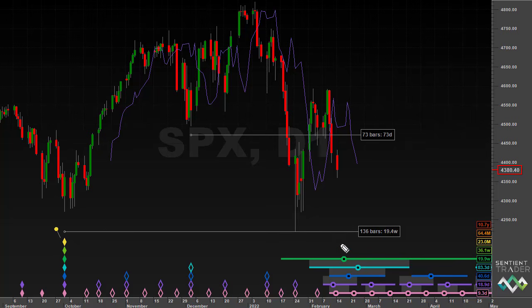If that is the case, then what is happening now? Well, as you can see, Sentient Trader has not yet positioned the 20-week cycle trough because it thinks there is simply not enough evidence that that trough has formed, even though this low price point did form within the range of reasonable time in which the 20-week cycle trough could have formed.